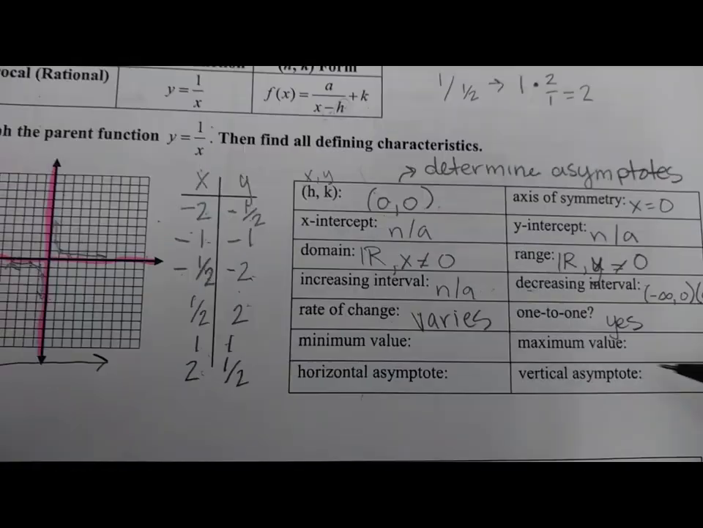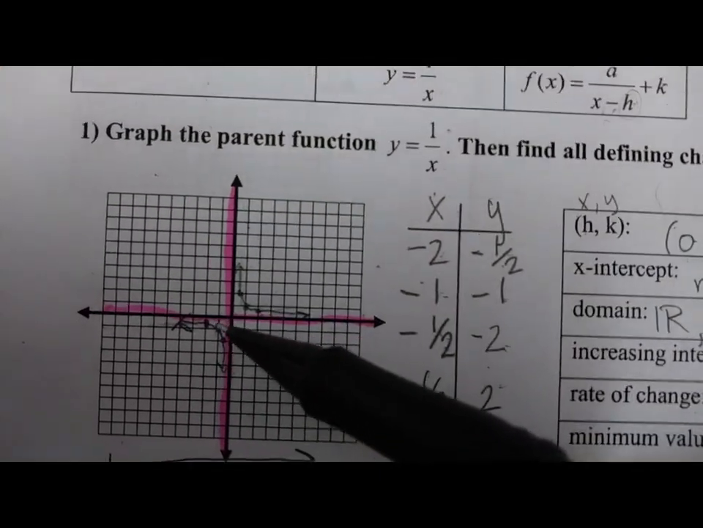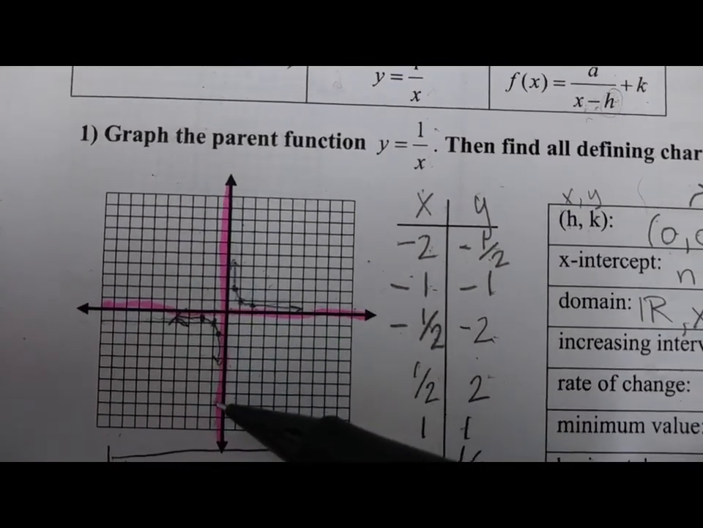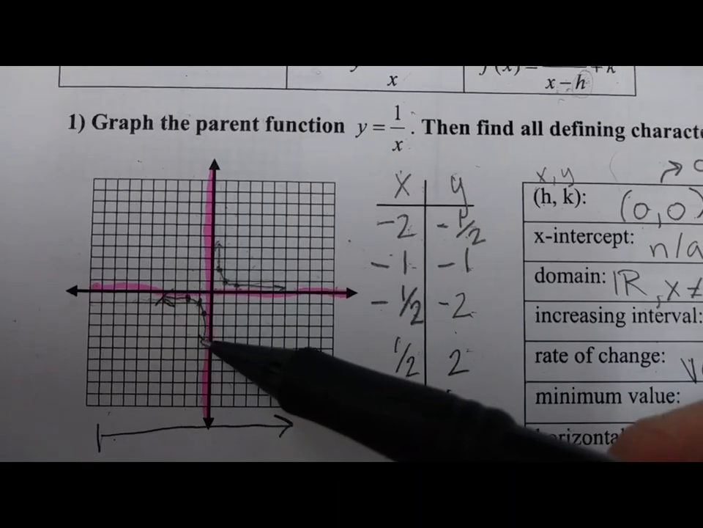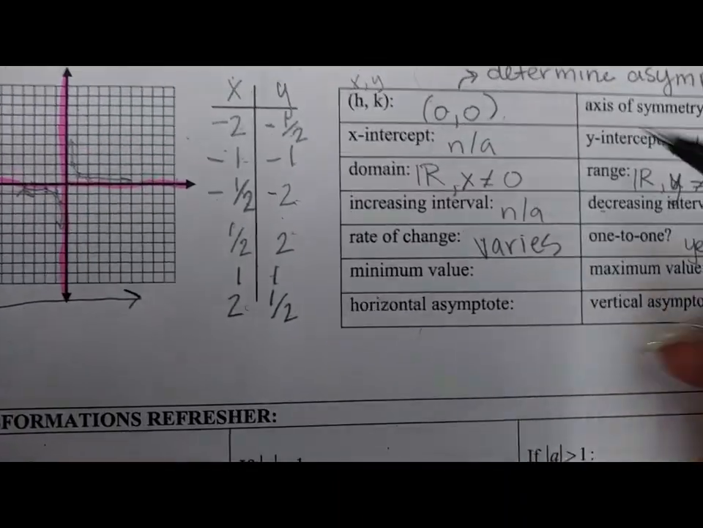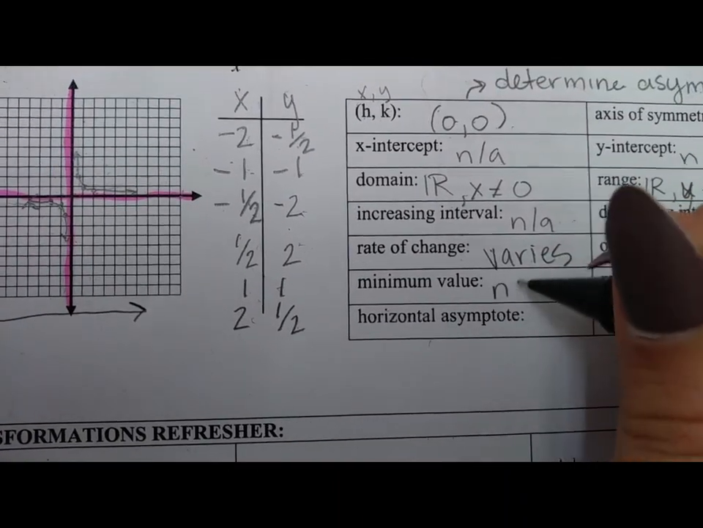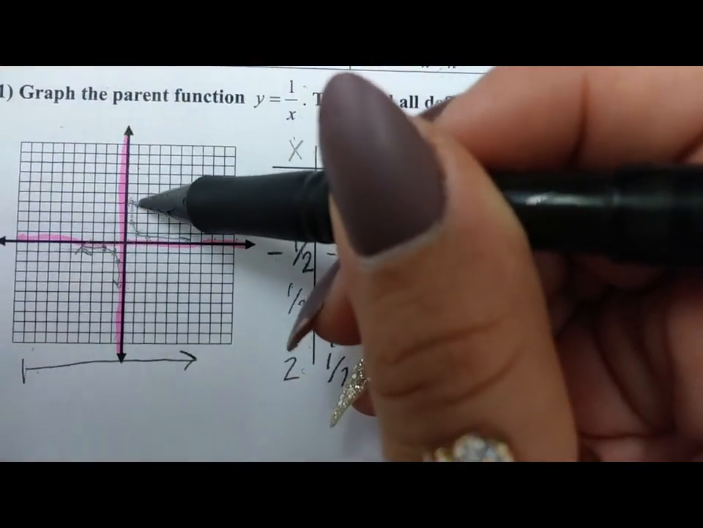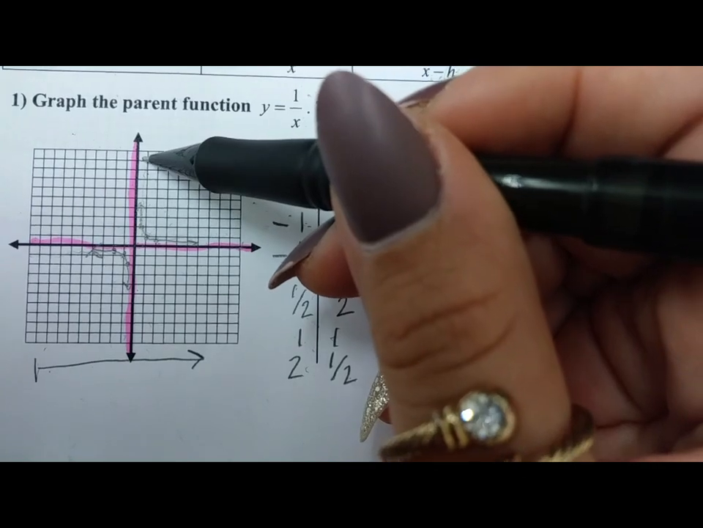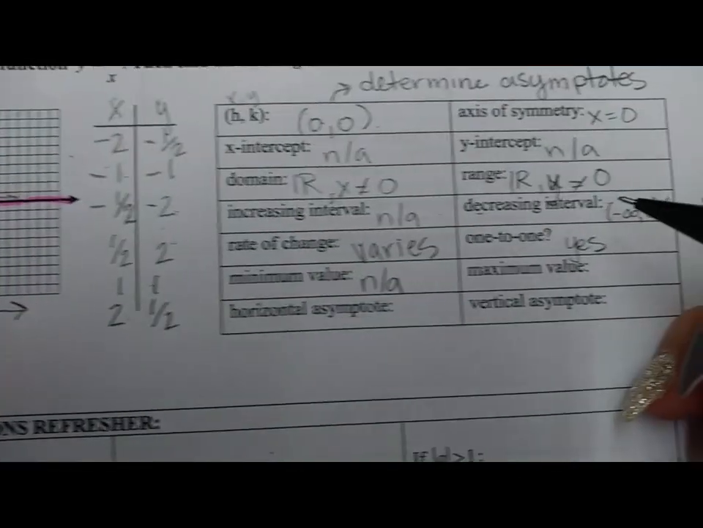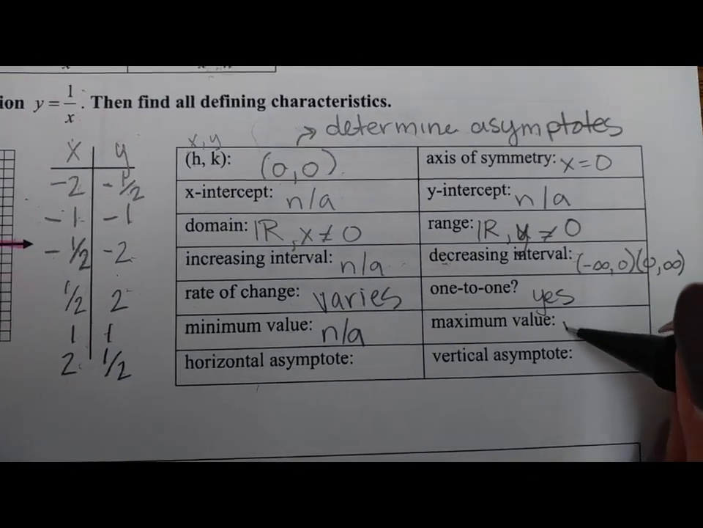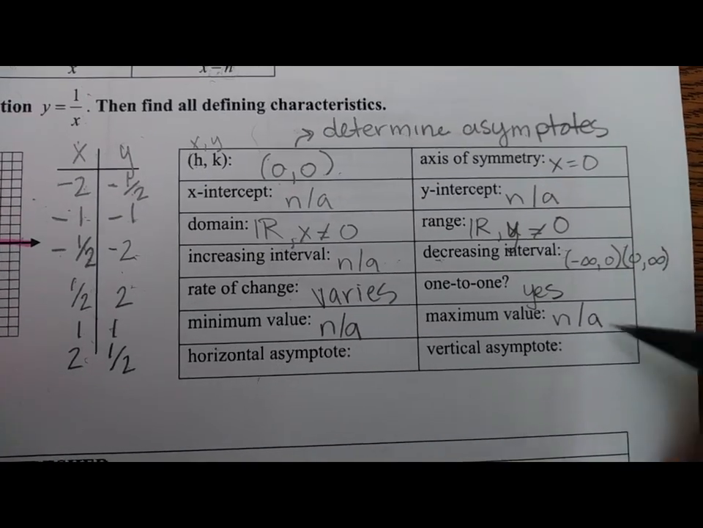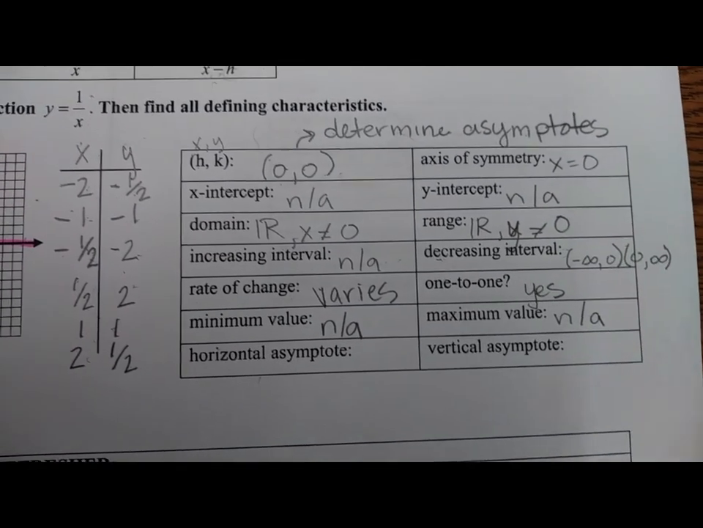Our minimum value, if we look here, it goes down forever. It never stops. That's what the arrow is for. So there is no minimum value, NA. And our maximum value, it goes up forever, right? So that never stops. So our maximum value is NA. You probably already caught on to that.